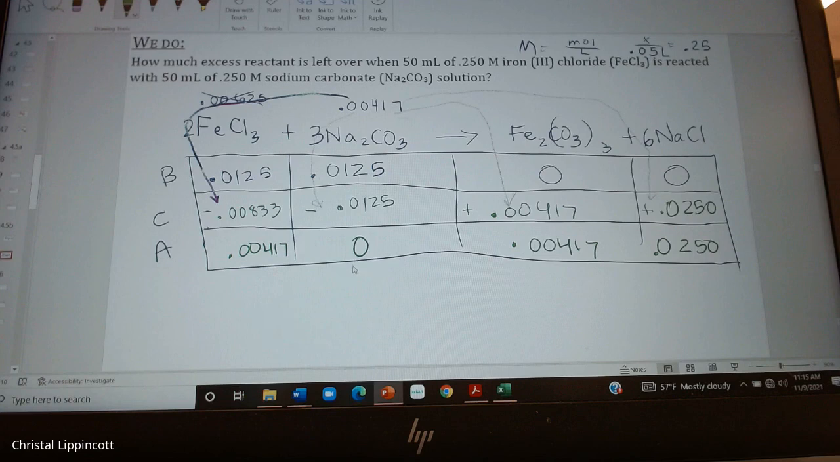All right, then they wanted to know how much of this I'm going to make. So I'm going to multiply that by the molar mass of iron 3 chloride, which is 162.4. When I do that, I end up with 0.677 grams of FeCl3.